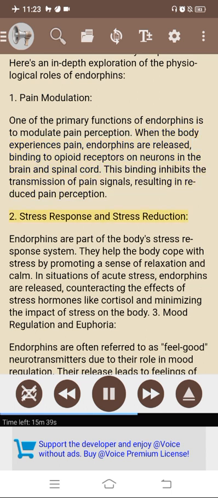2. Stress response and stress reduction. Endorphins are part of the body's stress response system. They help the body cope with stress by promoting a sense of relaxation and calm. In situations of acute stress, endorphins are released, counteracting the effects of stress hormones like cortisol and minimizing the impact of stress on the body.